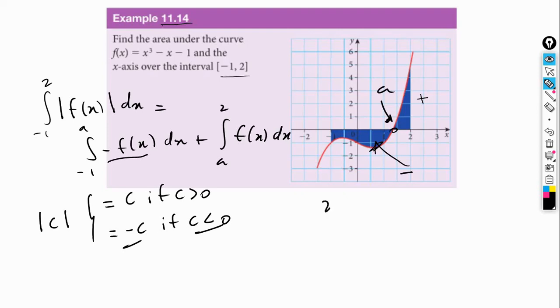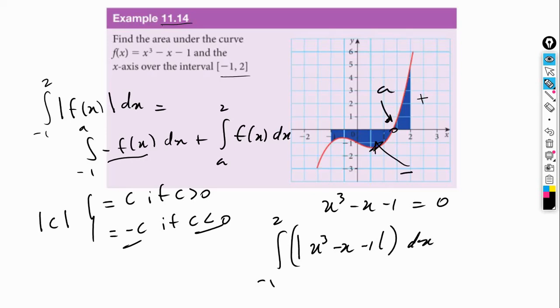Okay, so the first thing we have to do is find this intersection. We would say, okay, x cubed minus x minus 1 is equal to 0. And notice that this does not have a straightforward solution. It does not have a simple solution that we can come up with off the top of our head. So we're going to actually use the GDC, and we're going to integrate the whole function from -1 to 2, but we're going to use the absolute value. So we would integrate from -1 to 2 the absolute value of x cubed minus x minus 1. So let's take a look at that.